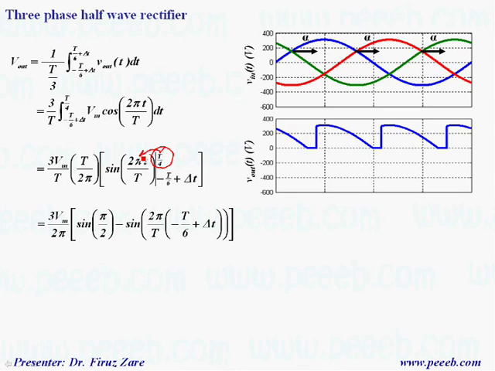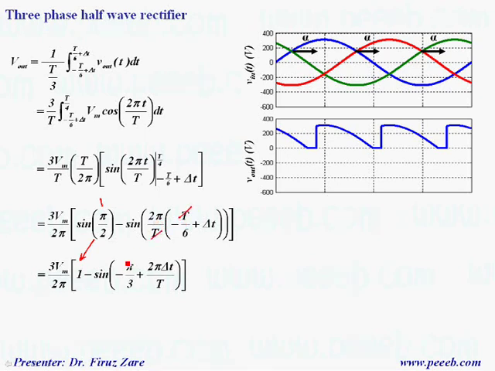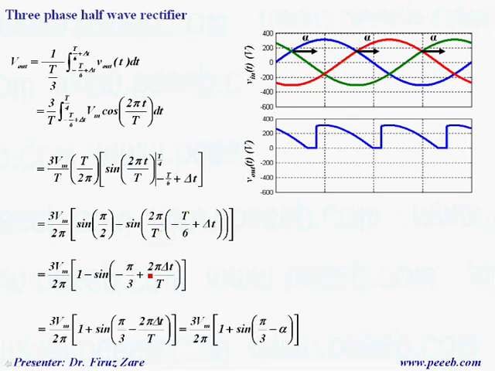That means putting the upper limit in this equation gives sine pi over 2, and the lower limit gives sine 2 pi over T minus this term. When we simplify, because sine pi over 2 is 1, this is the equation. So we can simplify this equation. We get minus pi over 3, and then we get 2 pi delta t over T. So finally we can simplify this equation.